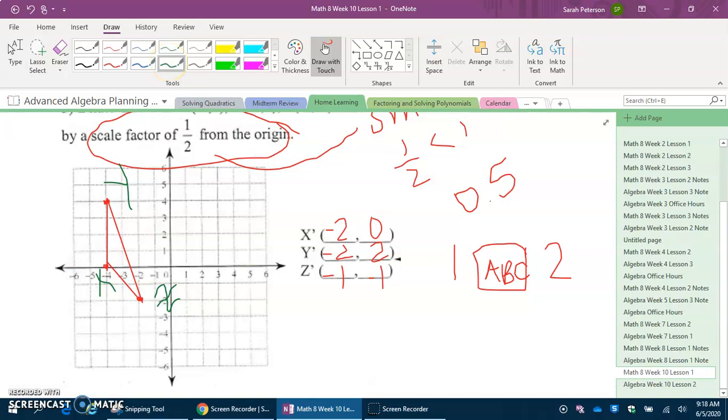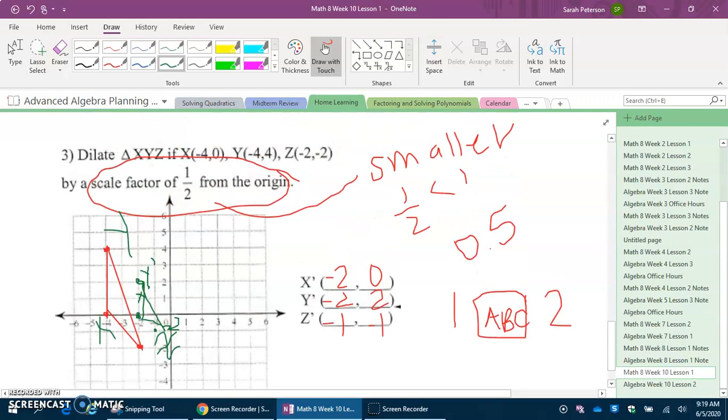Okay, so now that I have the image points, I'm going to go ahead and plot them. So -2, 0 is right here. So that's X prime. Y prime is -2, 2, up here. And -1, -1 is right here. That's Z prime. And so if you look, it's going to be a little triangle, but it's definitely the same shape but smaller. Okay, so we just did a dilation that made it smaller because the scale factor was less than 1.